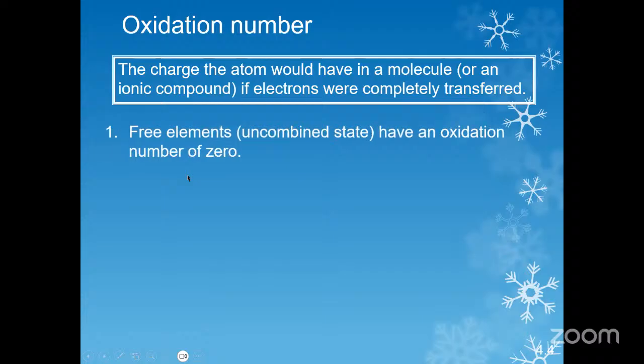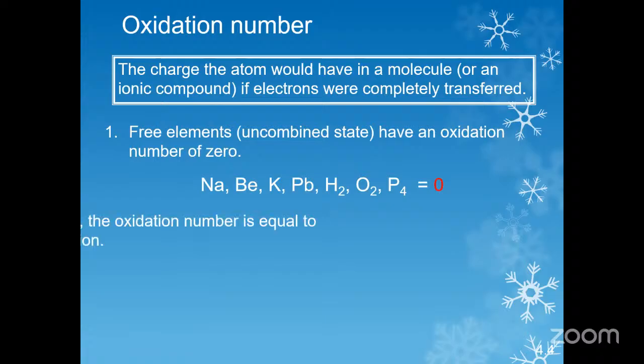The first rule is that any free element by itself has an oxidation number assumed to be 0, right? So if you have sodium or chlorine or magnesium or titanium by itself, not combined with anything else, then its oxidation number would be 0. These are all examples of free elements, and their oxidation numbers are 0 in each case. And it doesn't matter if it's a diatomic molecule or a polyatomic molecule. If it's the same element within that molecule, then the oxidation number would be 0.